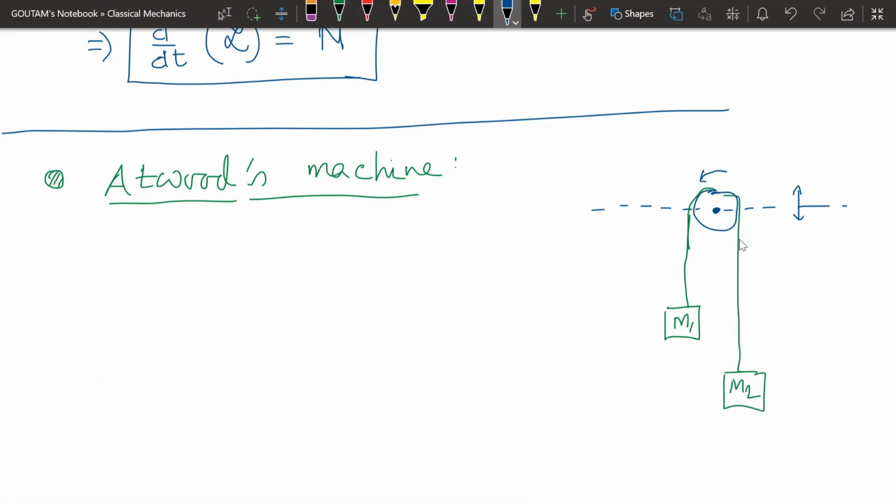If we take the length of the rope as L and define the distance of mass M1 from the level of the pulley as x, then this length will be L minus x.